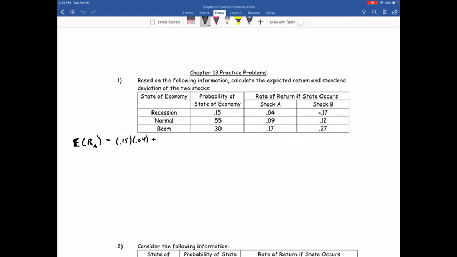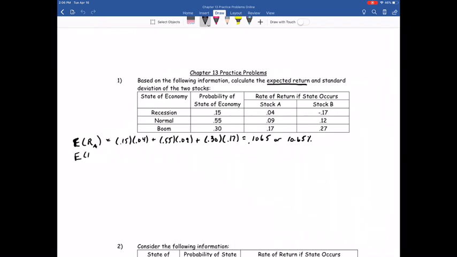We then add to that the probability of a normal economy occurring and the 9% return that stock A would generate in that economic condition, and then we add to that the probability of a boom economy occurring and multiplying it by the 17% return that stock A would provide during that type of economic condition, and we would end up getting an expected return of stock A that is equal to 0.1065 or 10.65%. So essentially what we're doing is we're weighting the returns based on the probabilities of different economic states occurring. So this is our first part, calculating the expected return of each of these two stocks.